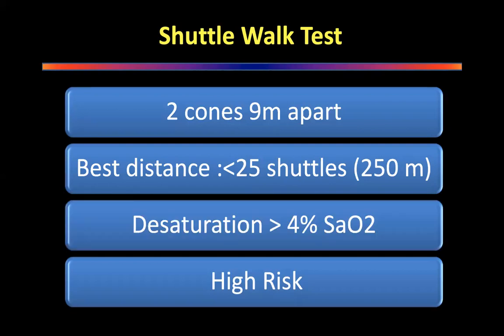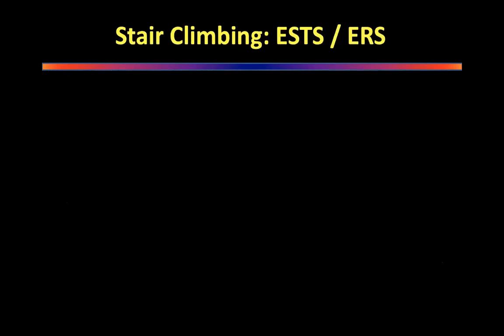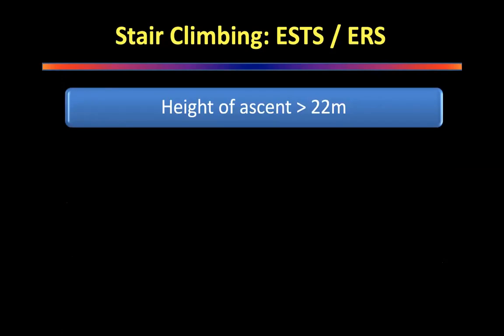And what you're really looking for is desaturation. You put a pulse oximetry probe on the patient, and you measure the oxygen saturation as he goes around the shuttles, does 25 shuttles, and if there is a drop of more than 4% of the oxygen saturation, then you are dealing with a high-risk patient. This patient needs to be further evaluated before putting him through surgery, because there is a high chance you might get a complication with this patient.